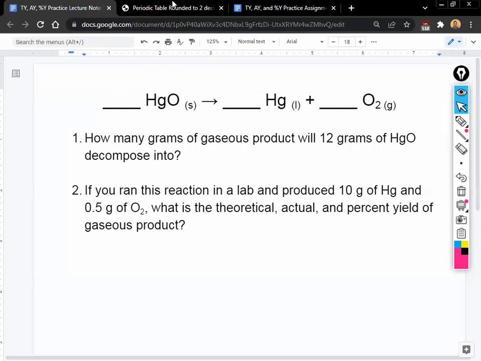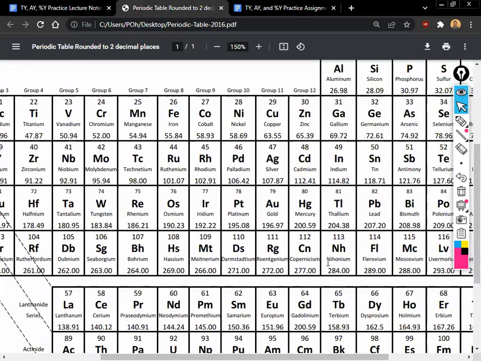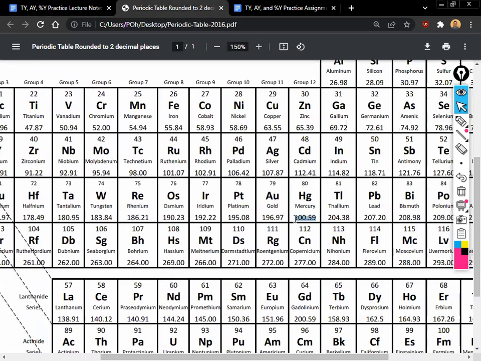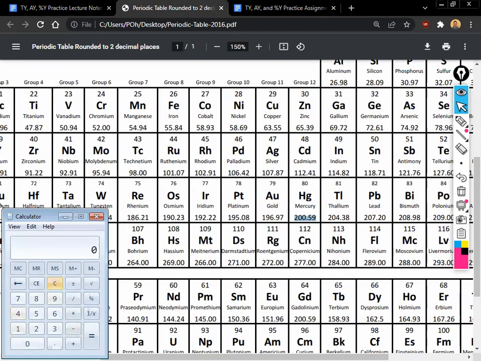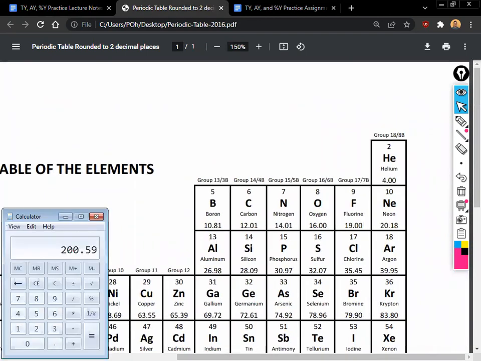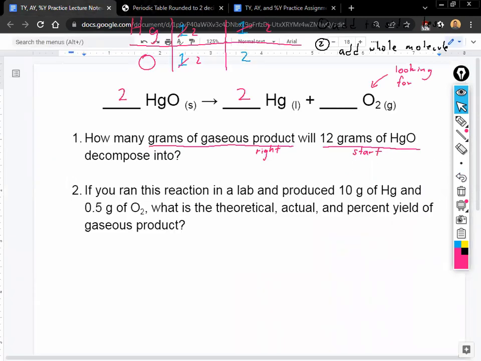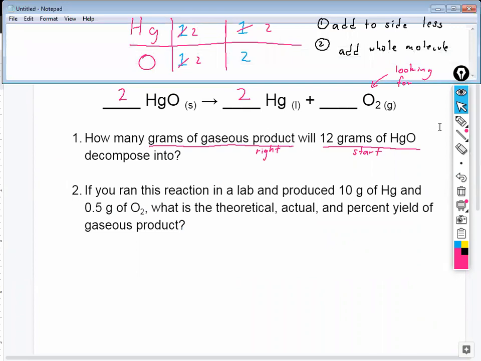So we're looking for HgO first. Hg is kind of in the middle bottom area. Hg is 200.59, so we're going to put 200.59. HgO is made out of Hg and O, so we look for O, and O is going to be 16. So we're going to do 200.59 plus 16, and HgO is 216.59. All we need to do is add up the elements. So HgO is 216.59 grams per mole.